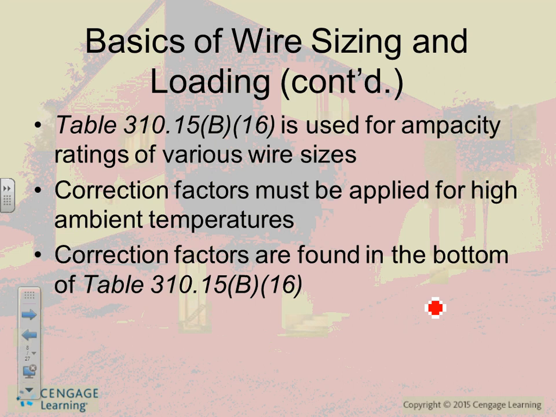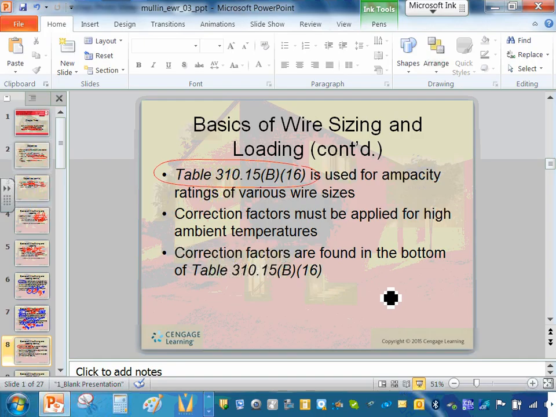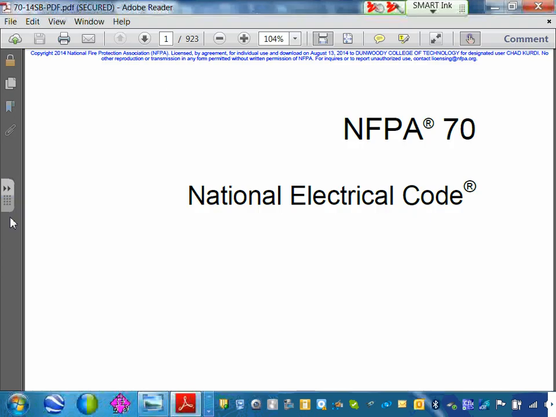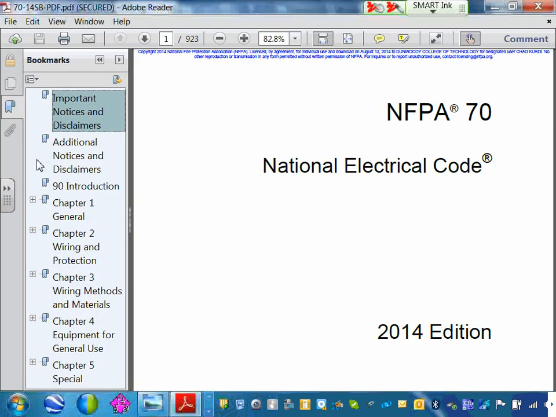310.15(B)(16). Let's go look at this table. This is how you find the ampacity of this table. I'm sure you guys have used it a little bit. So I'm going to walk you there, guys, and you're going to learn it from your friend Chad. Let's go to that table. This is a must-know, guys.